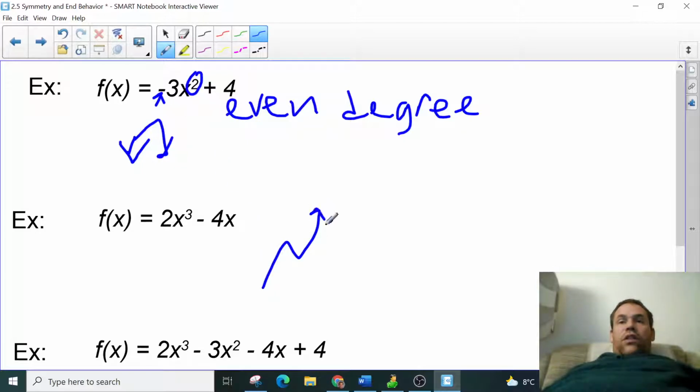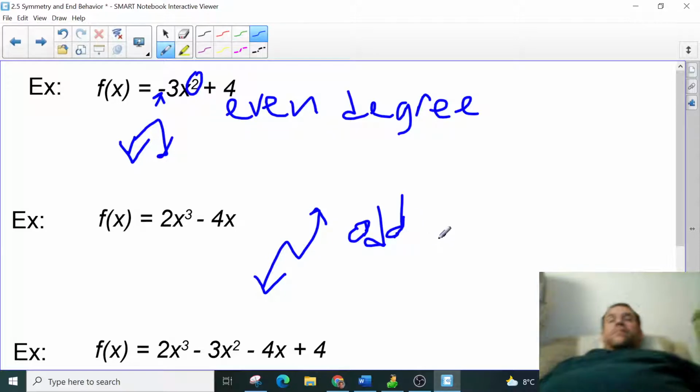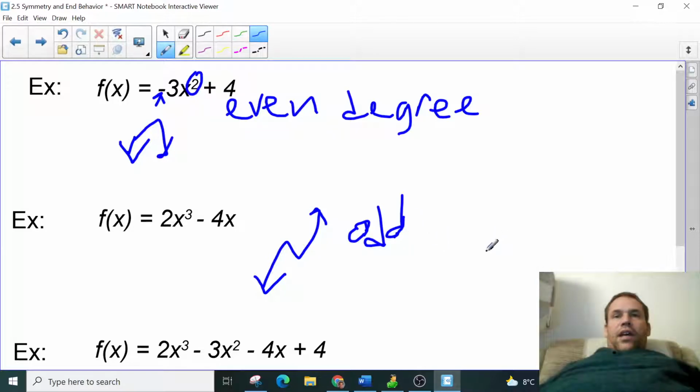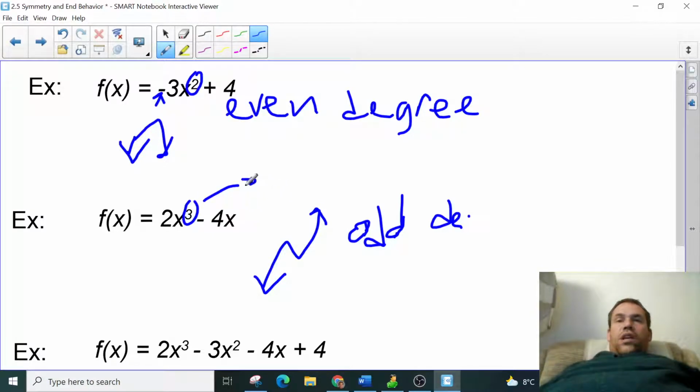Now this one is odd, 2x cubed is odd, and so this one is an odd degree function. That is not how you spell odd degree. Okay, so this is an odd degree function. The above is an even degree function. Again, we're going for the highest power or the degree, which is 3. And 3 is an odd degree number, odd degree polynomial.